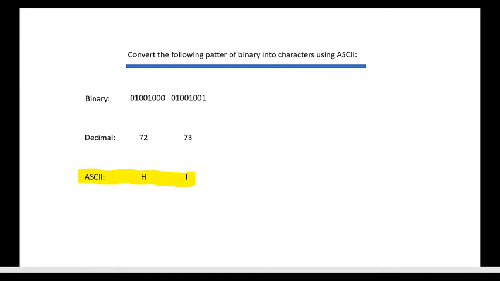Okay, let's do one more. Suppose we have this pattern of zeros and ones. How would we decode this into characters? Pause the video and try to work this one out.